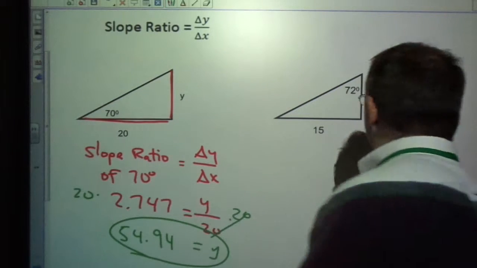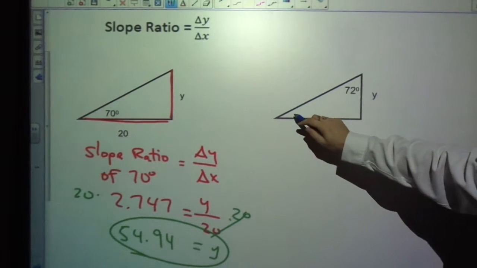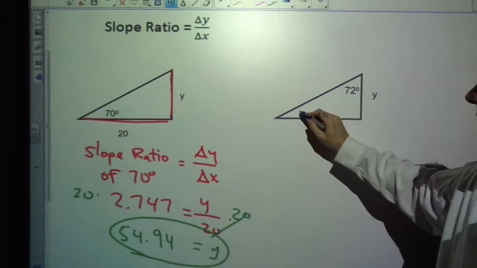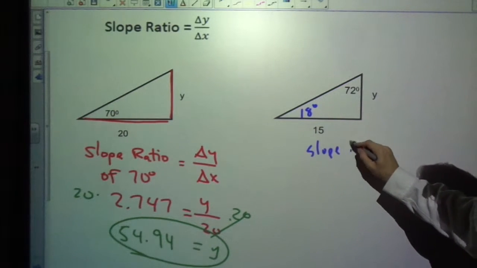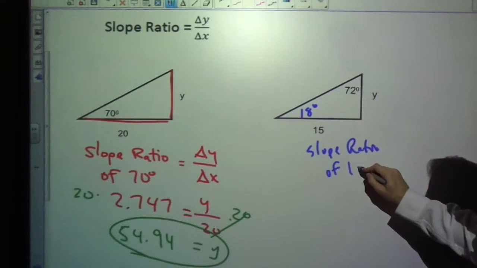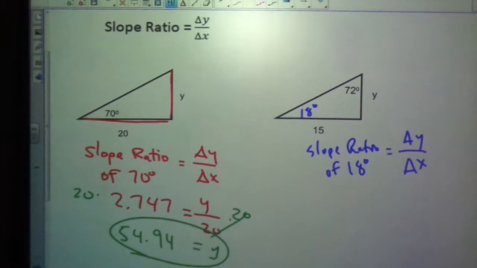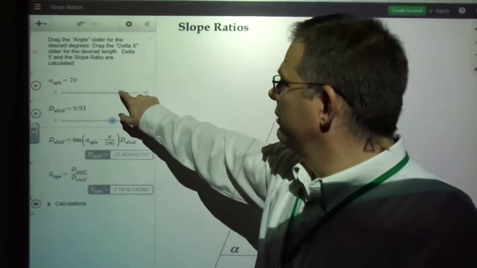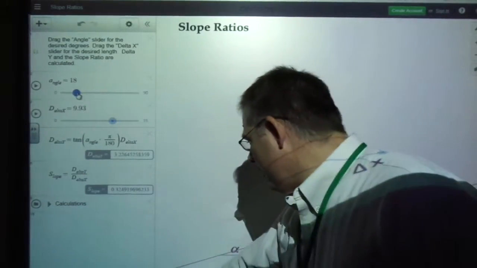Next problem, a little bit different because the 72 is up here. So I could think about it, I could twist the whole thing if I wanted to, or I could calculate, figure out the complement, what plus 72 equals 90, and I think that is 18 degrees. Yeah? So we know that the slope ratio of 18 degrees is equal to change in y over change in x. The change in y is y, the change in x is 15, and my slope ratio of 18 degrees I need to find. So I'll just go here and look, 18 degrees, there it is, 0.3249.